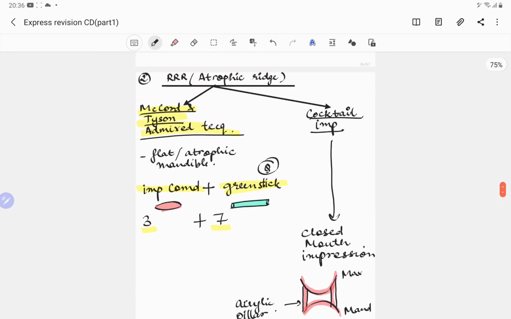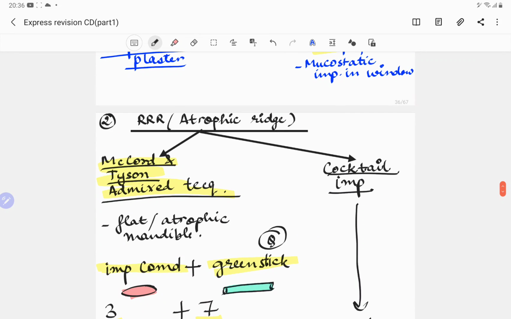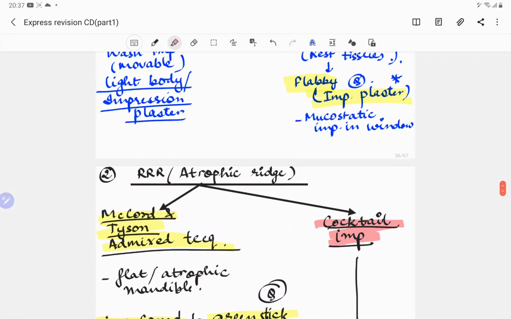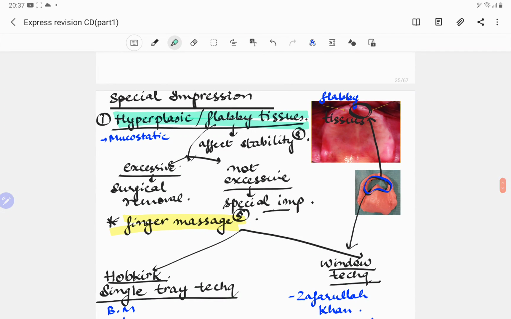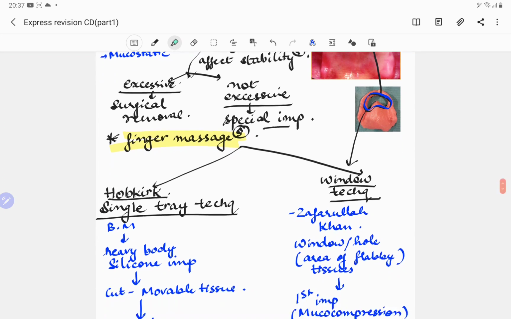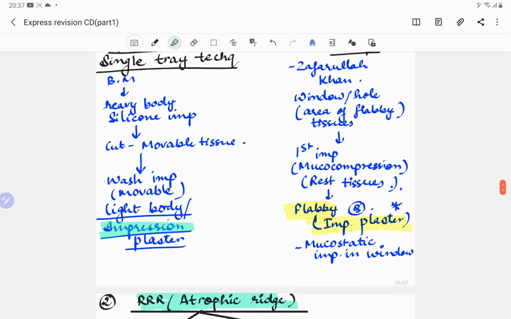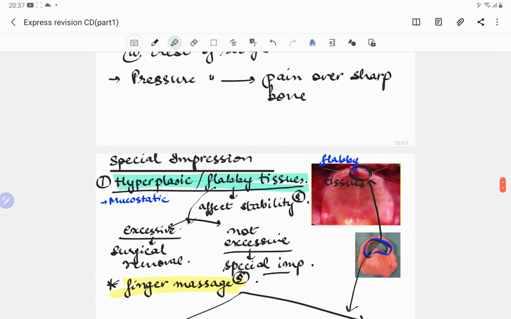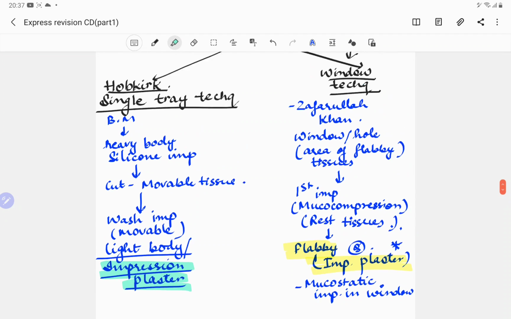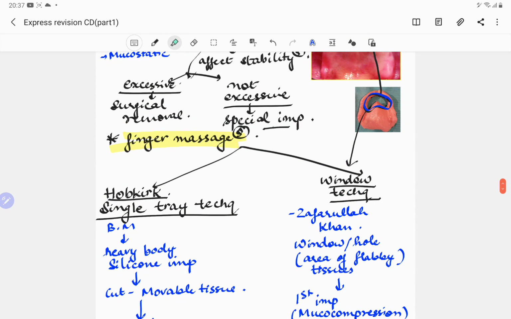So this is about the atrophic mandible, residual ridge resorption, McCord and Tyson, and the cocktail impression, and this is for residual ridge resorption. And for hyperplastic or flabby tissues, we take a mucostatic impression material, which is our impression plaster, or we can also use the light body elastomers for the flabby tissues. The main aim with flabby tissues is not to put pressure, because these tissues are already mobile, so we take it with the help of a window technique, right?